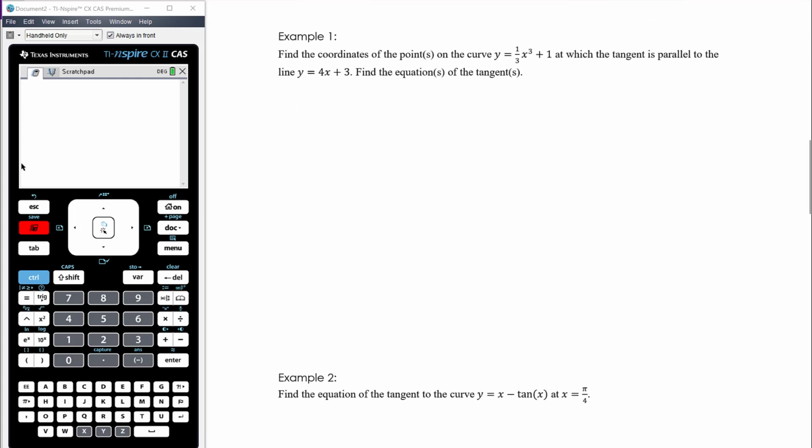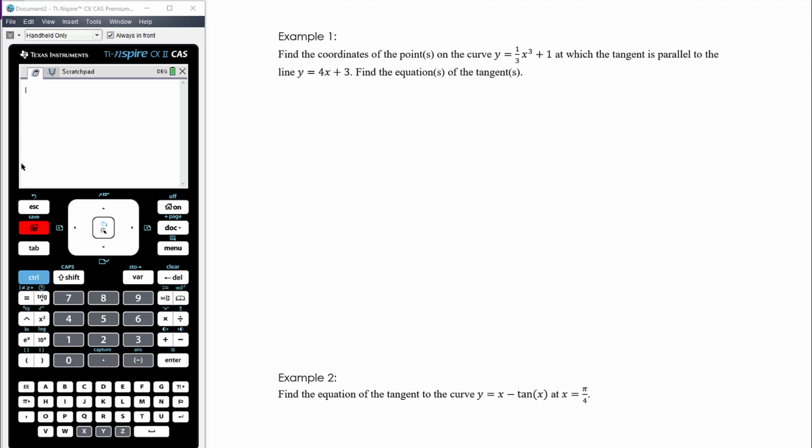We're going to work through three examples here. Find the coordinates of the point or points on the curve y equals one third x cubed plus 1, at which the tangent is parallel to the line y equals 4x plus 3. Find the equation or equations of the tangents.